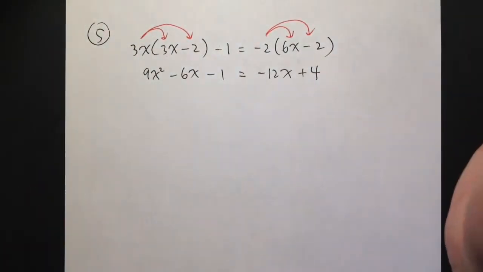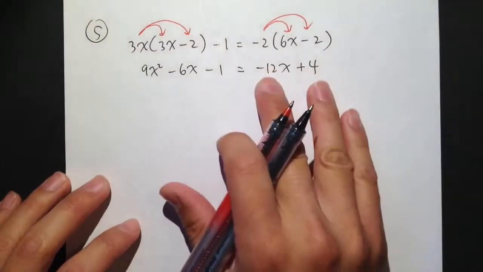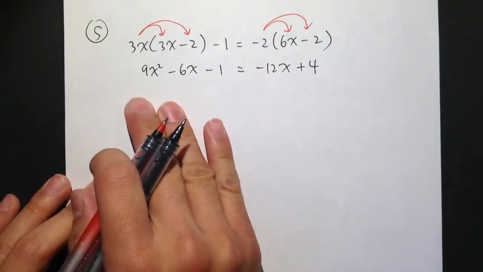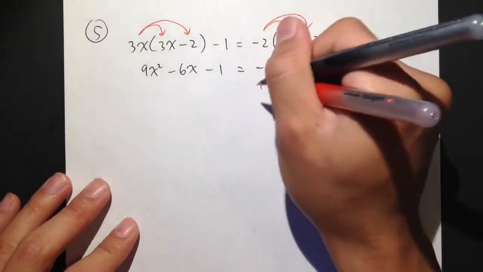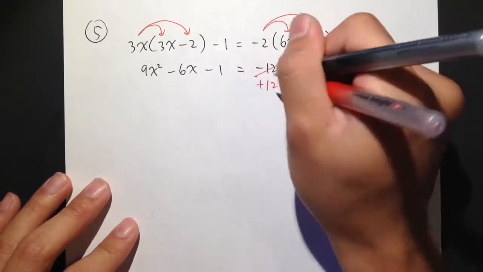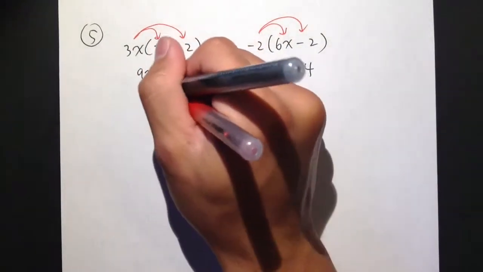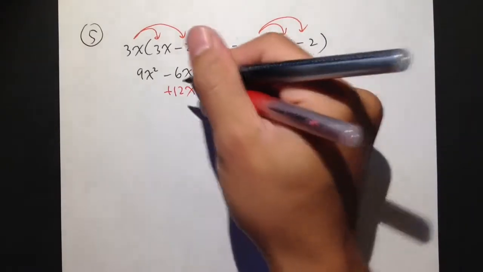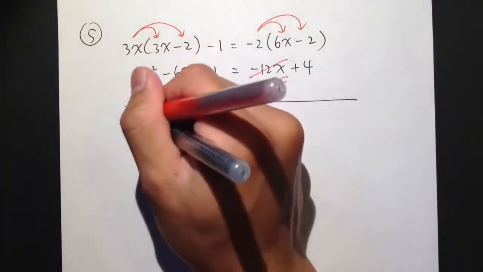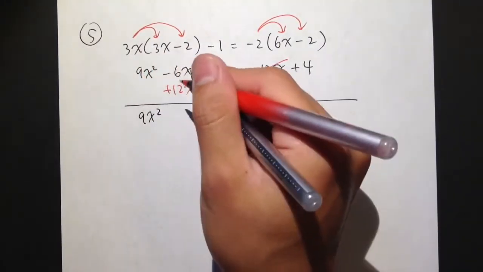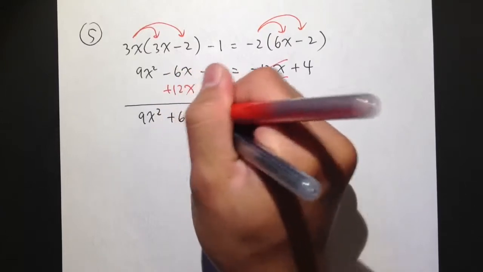And then now let's see how we can put things in the standard form and make one side equal to 0. Let's bring these two things to the left hand side. I see I have the minus 12x right here. Let's add 12x here so that I can get rid of these two terms, and I also line up the x terms. Then I will get 9x squared, and negative 6x plus 12x is positive 6x.